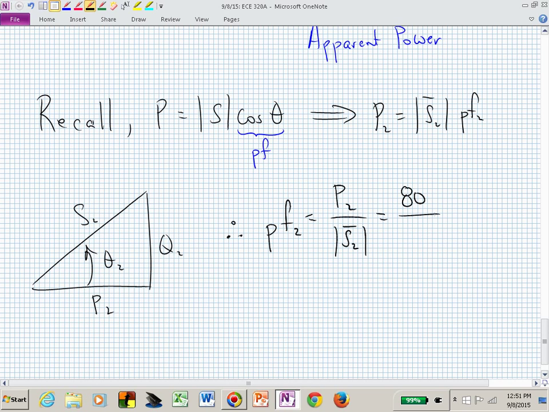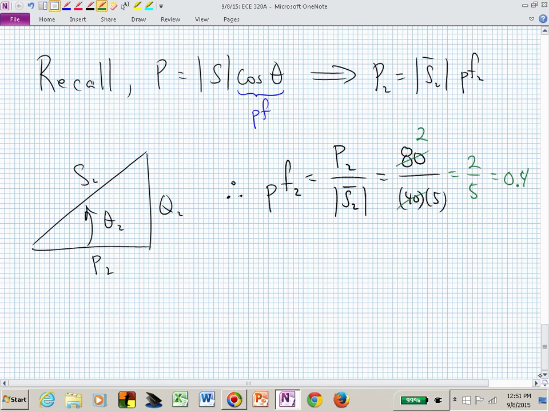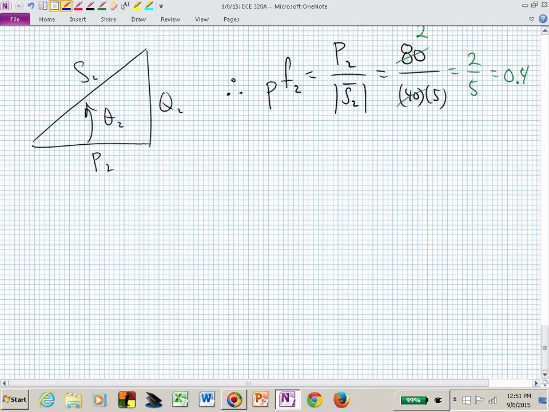That real power was 80 in load 2. The voltage was 40. The current was 5. So now we have a power factor of 0.4, which in an industrial setting would be quite low. That's a pretty small power factor. But we now know that the power factor of load 2, that's the same as the cosine of theta 2, is 0.4, and we knew that it was inductive, so it's lagging.